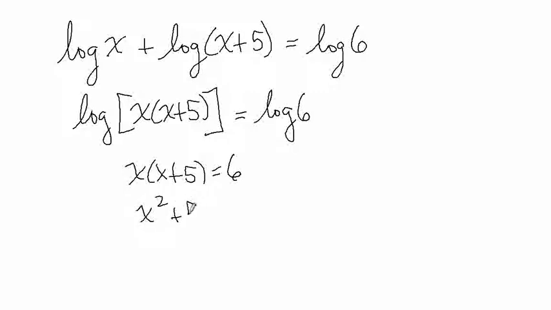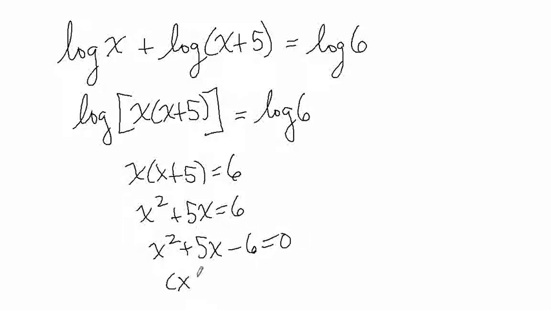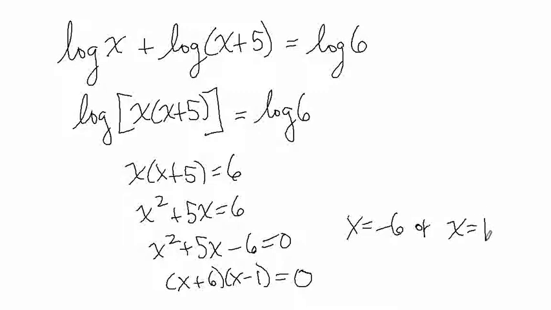x squared plus 5x equals 6. x squared plus 5x minus 6 equals 0. (x plus 6)(x minus 1), that factored form, is equal to 0. So the only way that can be true is if x equals minus 6 or x equals 1. Okay? So those are the two answers, right?